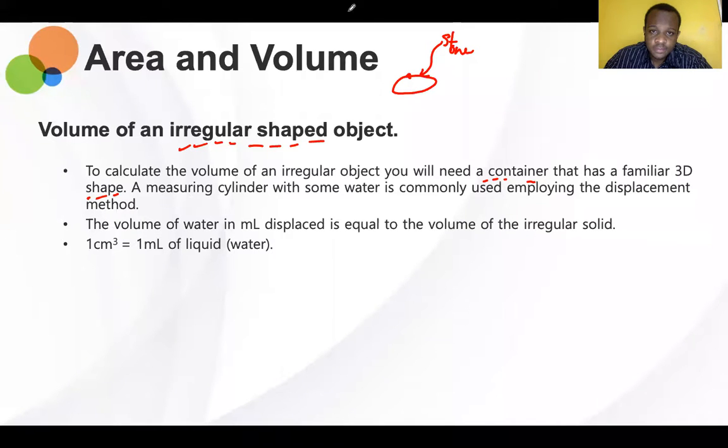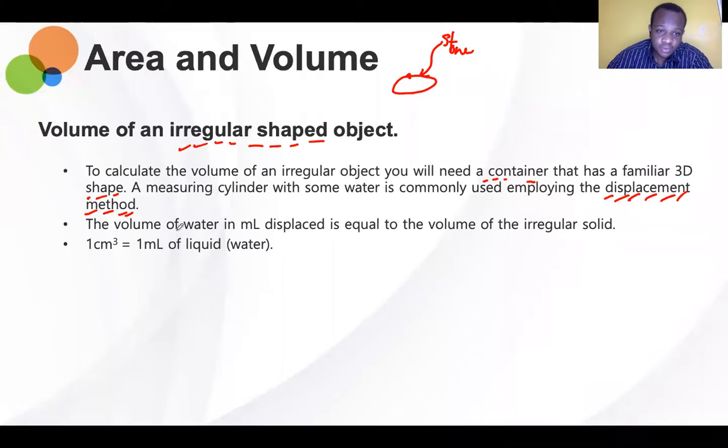That is the perfect one. So we will have a measuring cylinder with some water, right? This is what we commonly use to determine the volume of an irregular shaped object, and we use the displacement method. This is very important. Whenever we put an object in water, the water is displaced, and as a result it seems as if the water has more volume, but the only reason is the addition of that object.